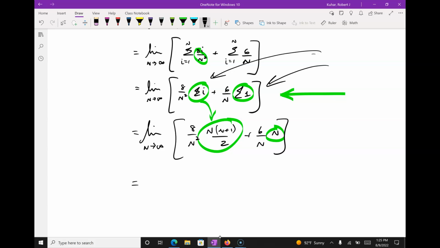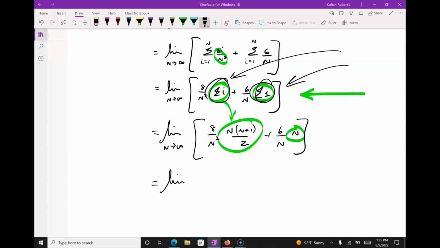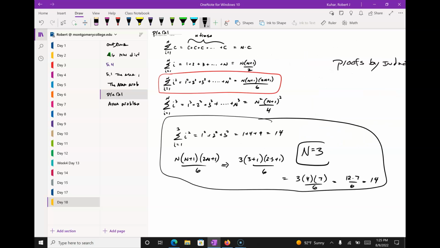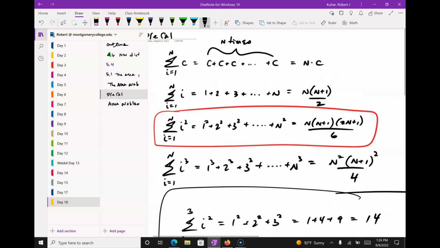So let's simplify. Yes, exactly. Remember, we had a sum of i. I gave you the sum of a constant. I used the second one and the first one, right? If it's the sum of 1, that's 1 plus 1 plus 1, n times. That's n times 1, which is just n.